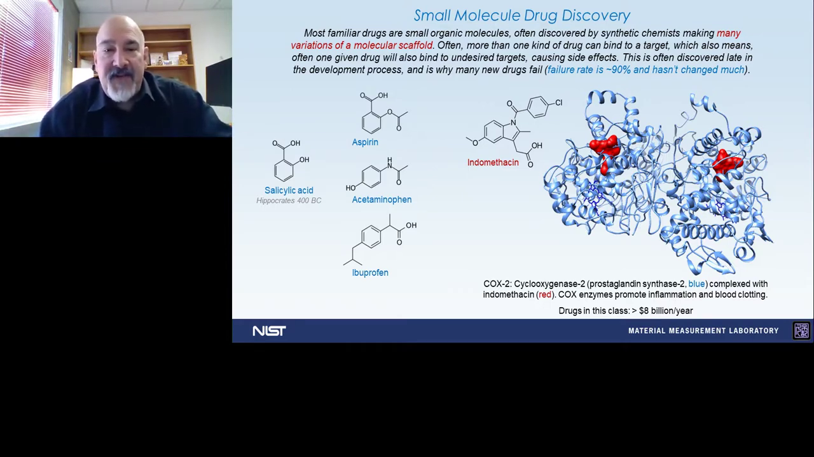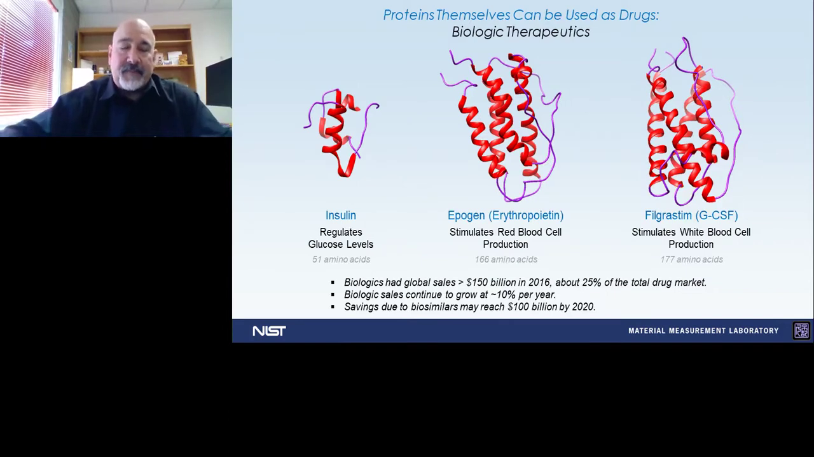And in spite of all the additional information we brought to bear about structural biology, that failure rate hasn't changed much. So small molecule drug discovery still depends on trying large numbers of compounds against a drug target. And a big pharma company might have several million compounds in a library that they can rely on. So that's small molecule drug discovery.